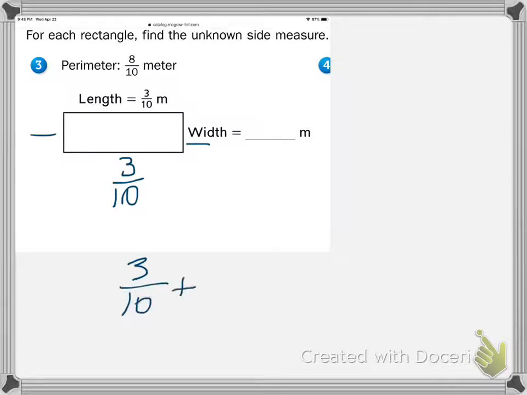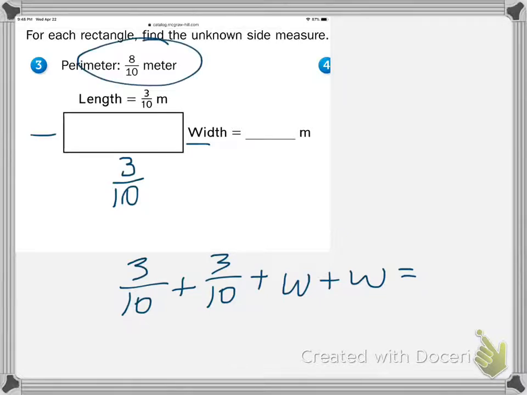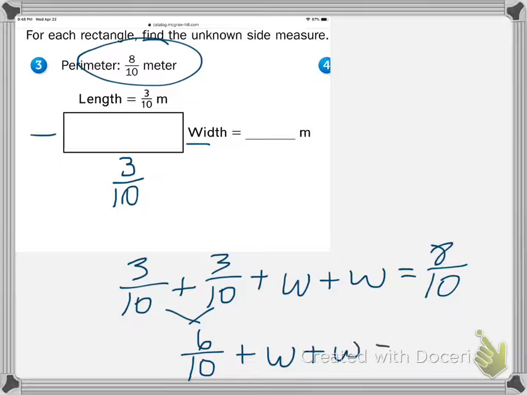3/10 plus 3/10 plus the width. But we've got to remember, if there's a width on the right, there's got to be a width on the left. So 3/10 plus 3/10 plus width equals the perimeter. And the perimeter is 8/10. All right, so let's put these together and see what we get. 3/10 and 3/10 gives you 6/10. Plus your width gives you 8/10.